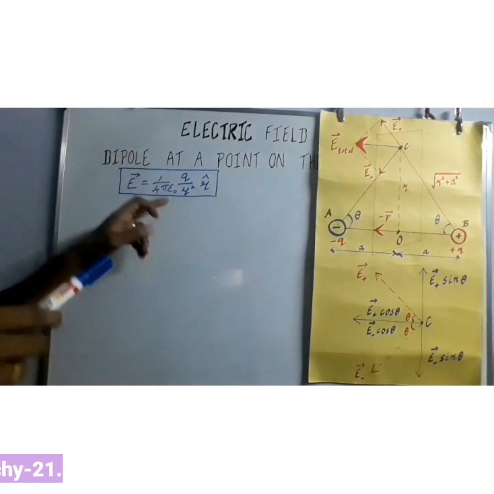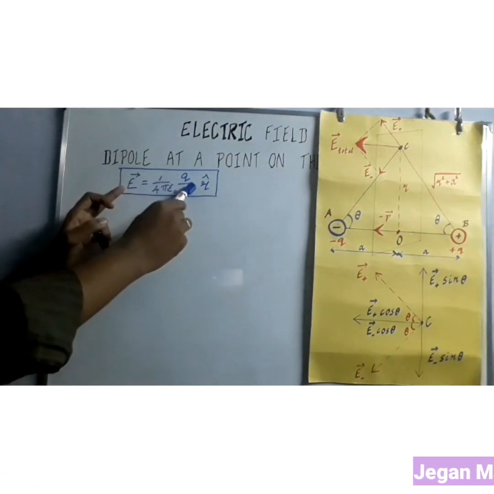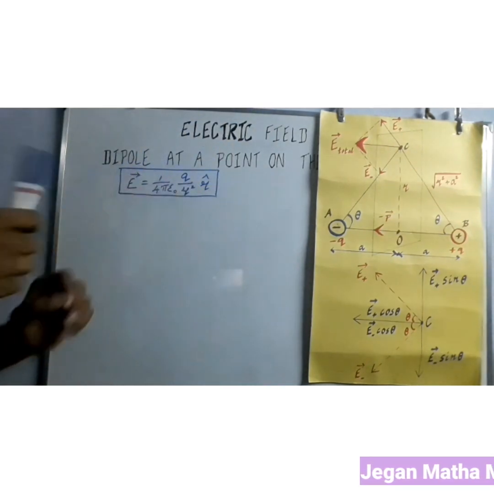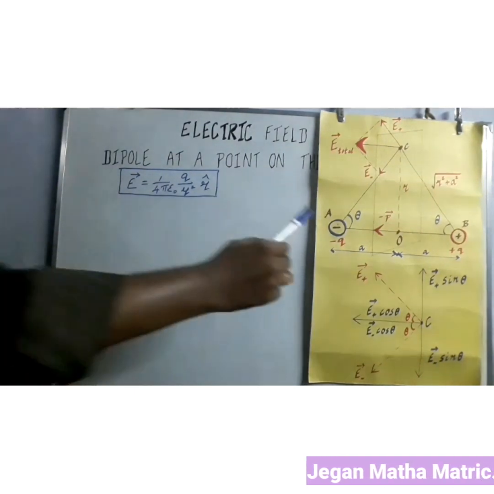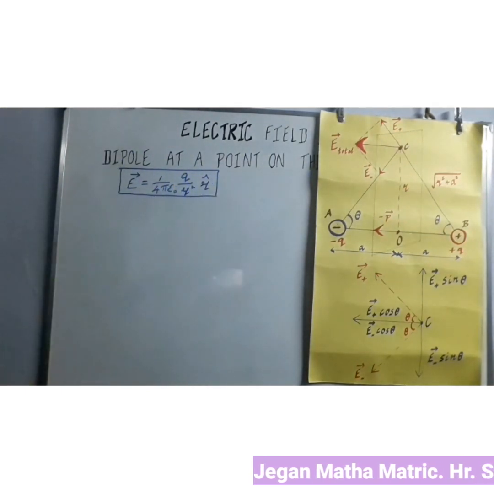From this expression, we can understand that to find the electric field, we need two values. One is the charge and the other is the distance between the charge and the particular point where we are going to find the electric field. Now we have to find the distance between the charge and the point C. Then only we can find the electric field.